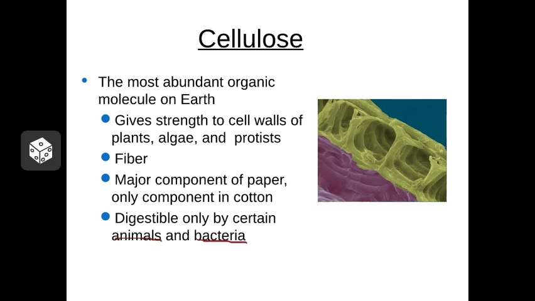You might think about a cow, for instance. Cows eat grass all day long. They are able to get energy out of it. So how do they do that? Well, they have special bacteria inside their guts that helps them break down the cellulose. We don't have those bacteria, so we can't break it down.